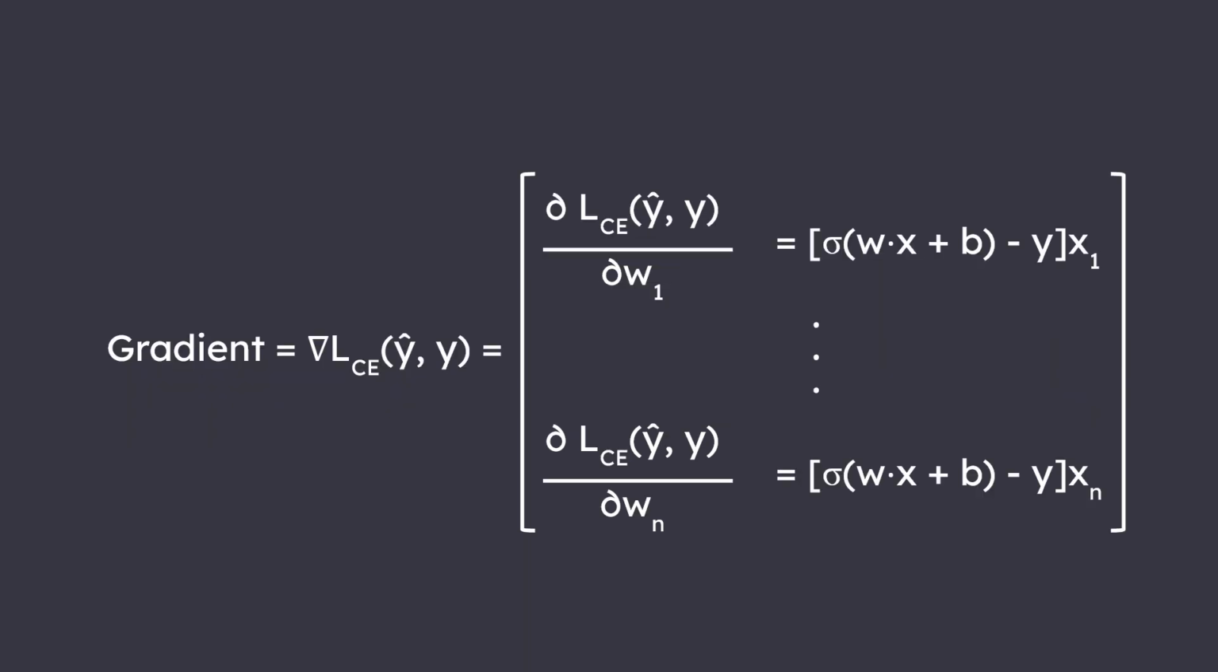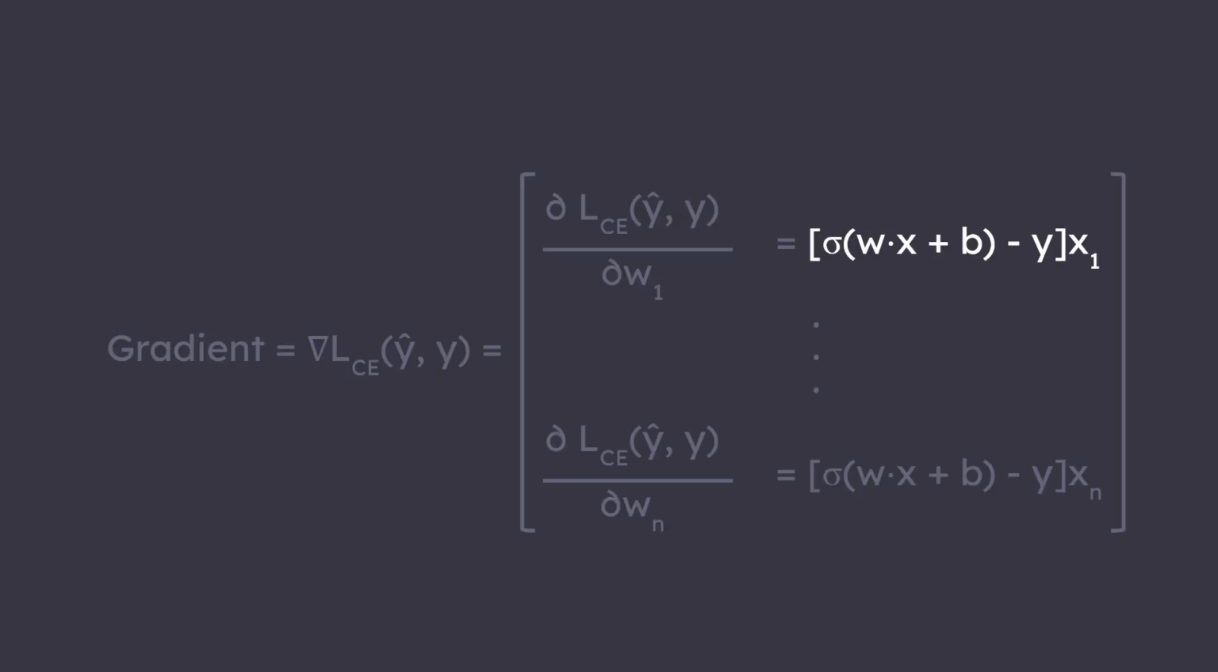It is a very big and scary equation, but if we break it down, we can see that it is a vector where each element is the activation function of the dot product of the weights and the feature vector plus the bias minus the true class y, all times the corresponding element of the feature vector. So for example, if we are calculating the first element of the gradient, we will use the first element of x. And if we are calculating the nth element of the gradient, we will use the nth element of x.